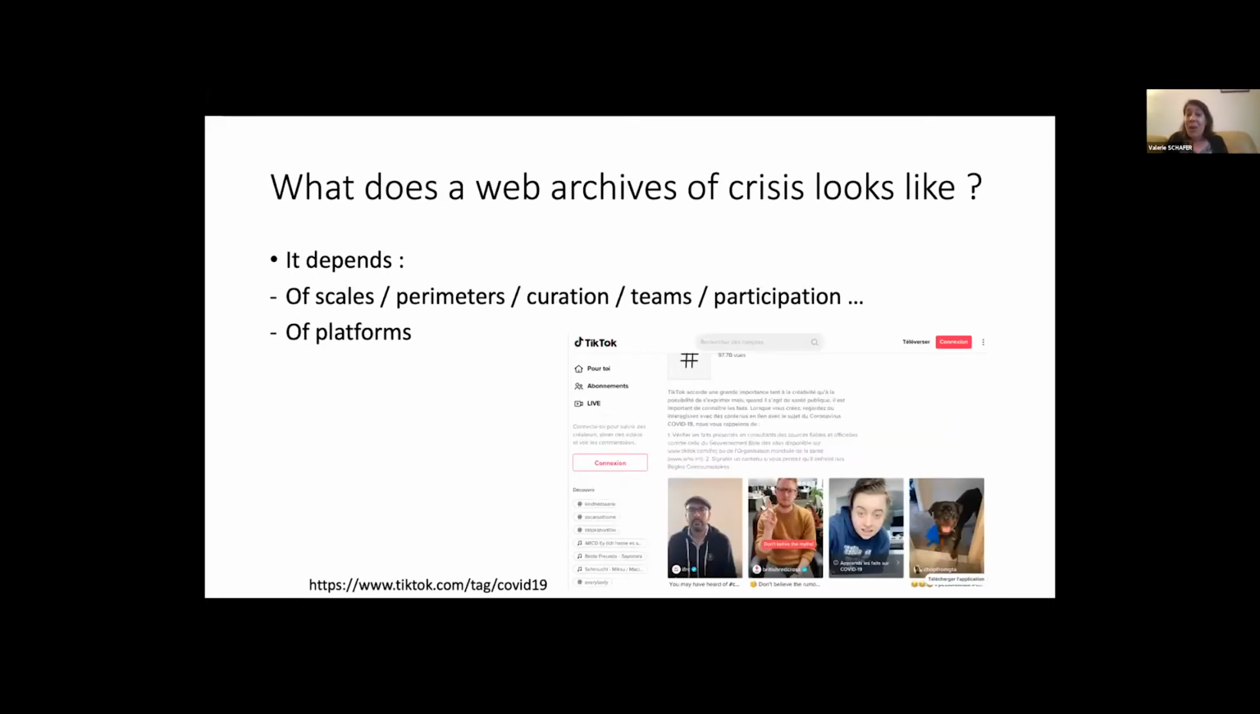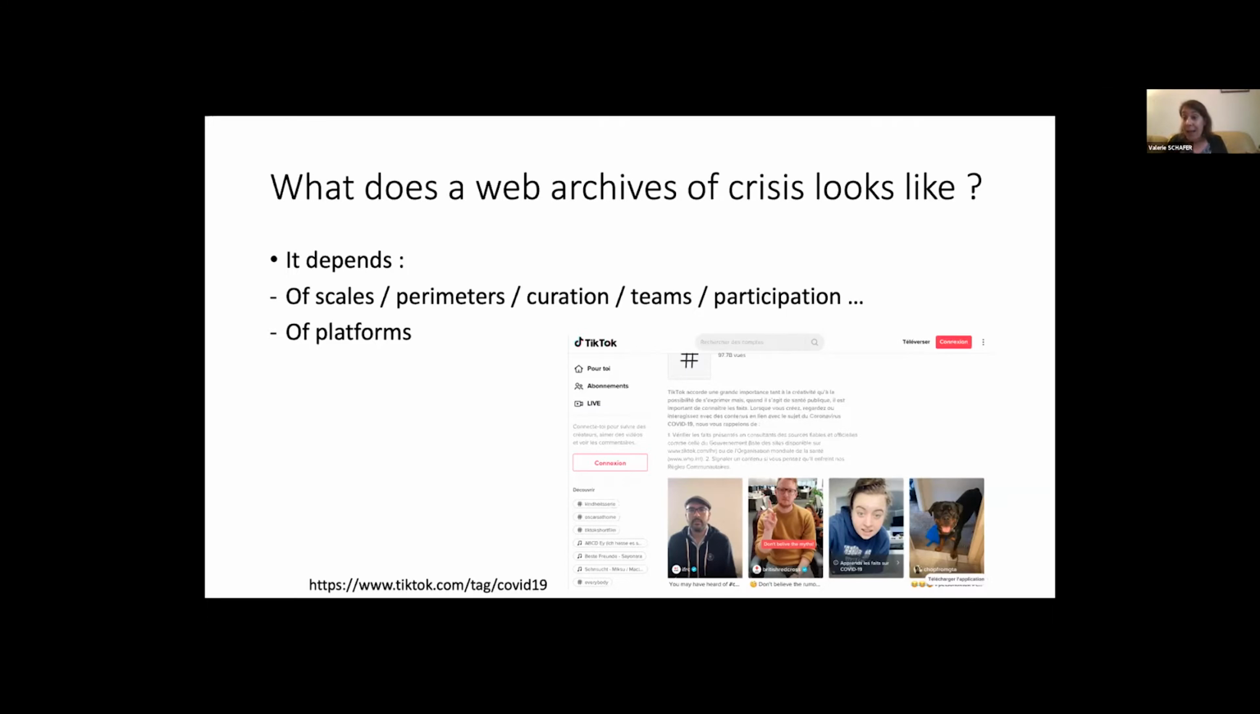But what does a web archive of crisis look like? I would like to underline that it may depend, of course, on the institution or the people who are archiving the web. So there are perimeters, and especially in libraries with a national frame, but there are also choices of curation you may define if you want to. You can never archive everything. So you also have to make a selection. If you want also to invite people to contribute, then the question of participation is of course very important.